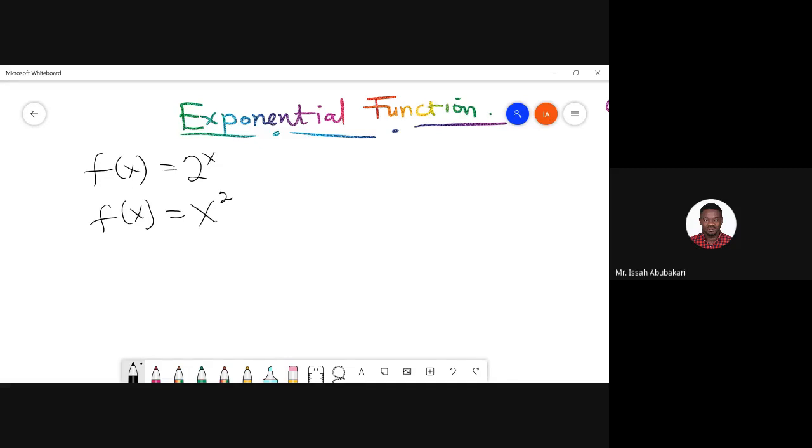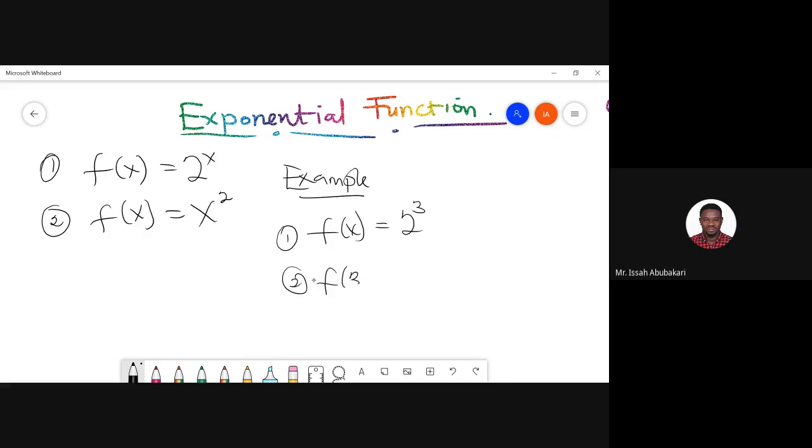Now let's look at an example. After looking at the example, we will choose the one that is an exponential function. Let's say number 1 is f of x equals 2 exponent 3, and number 2 is f of x equals 3 exponent 2. It's the same as what I've written here. 2 exponent 3 is equal to 8, and 3 exponent 2 is equal to 9. So you realize the two functions are different.